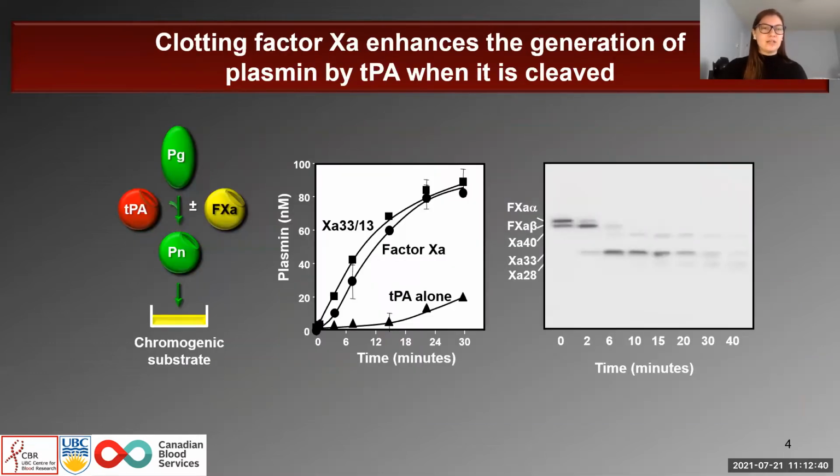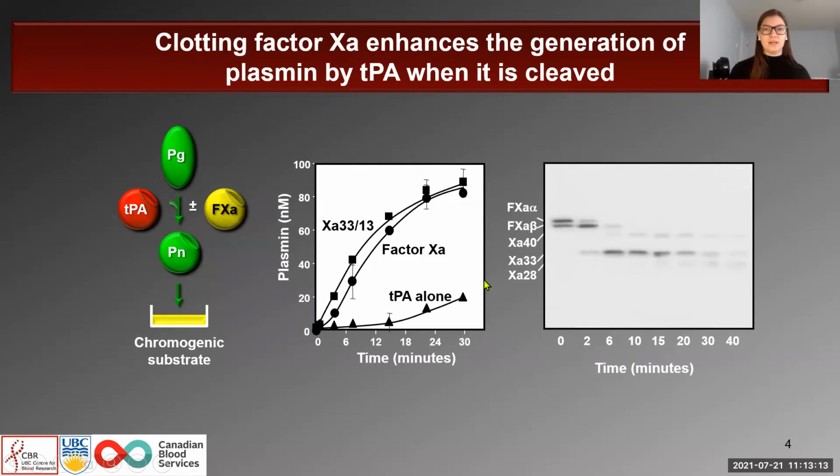In an effort to generate a safer thrombolytic agent, our lab has investigated clotting factor 10A, which has impressive cofactor activity as it enhances the generation of plasmin by TPA in its cleaved form, 10A3313. Both factor 10A and 10A3313, originating from autoproteolysis or cleavage by plasmin, have been shown in this chromogenic assay to substantially increase the concentration of plasminogen-derived plasmin when compared to TPA alone.